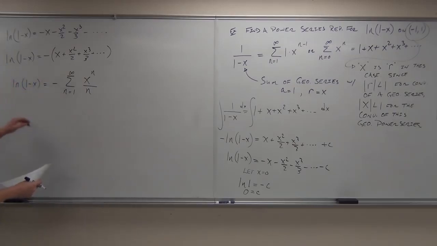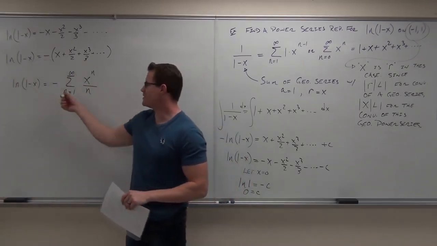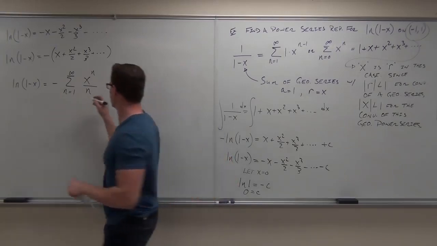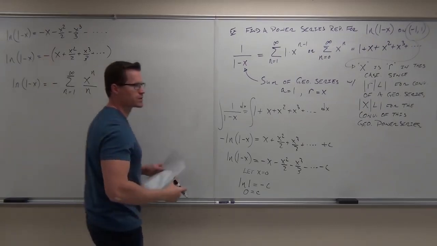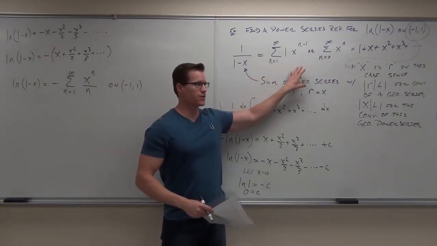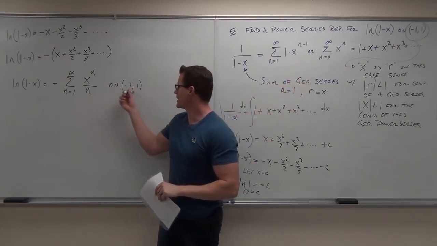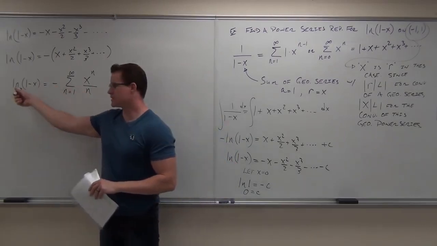So here's what we know. We can represent this function, ln of 1 minus x, by this series on what interval? Why was negative 1 to 1 important? Because that's really a geometric series. That's where we got this from. We can't define it other than that. So what this says is that on negative 1 to 1, this thing is going to converge. And it will represent this function.